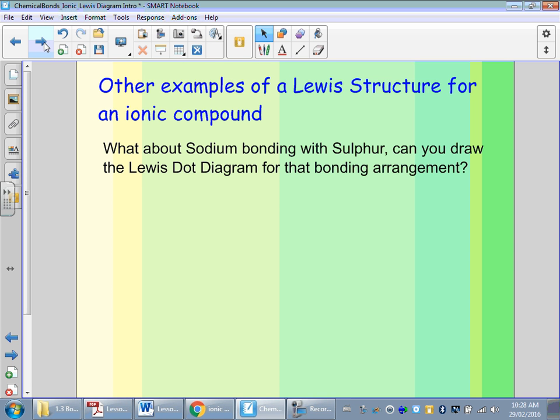So my question to you is, would you be able to draw a Lewis structure for sodium and sulfur? In order to draw the Lewis structure, the first step is you would need to figure out the ionic charges, and then you would need to figure out the ratio that they will bond in, and only then can you draw the Lewis dot diagram.